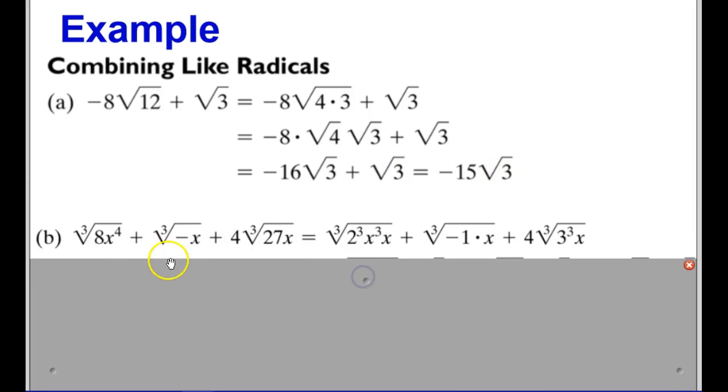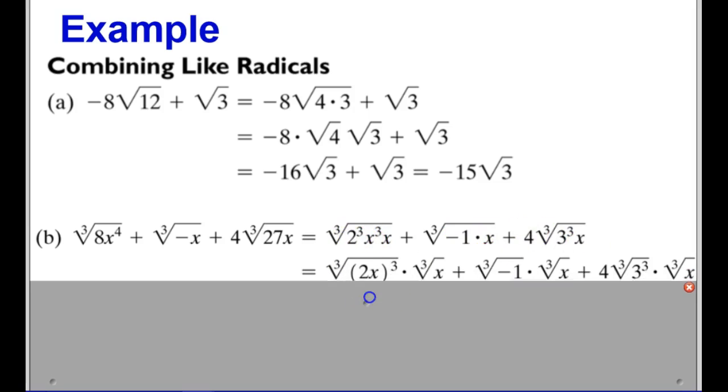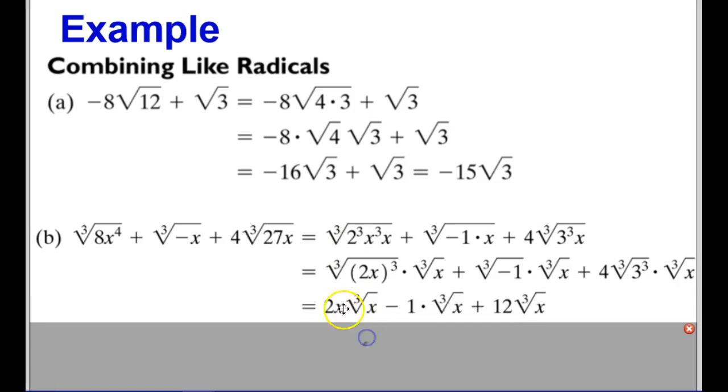So here's my next example. I have 8x to the 4th plus a negative x plus 27x, and all of those are the third root, my cube root. So I go ahead and break each one down individually as much as I can into my chunks of 3. Then I can go ahead and simplify and pull out things.